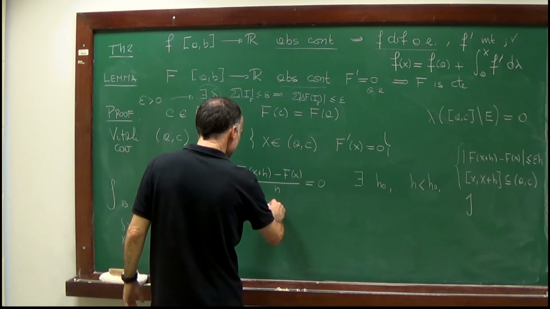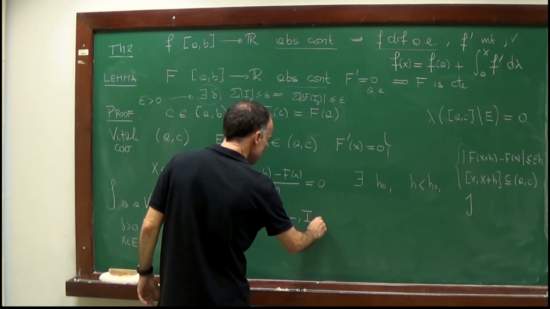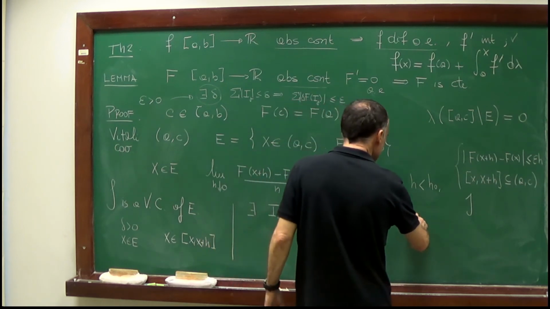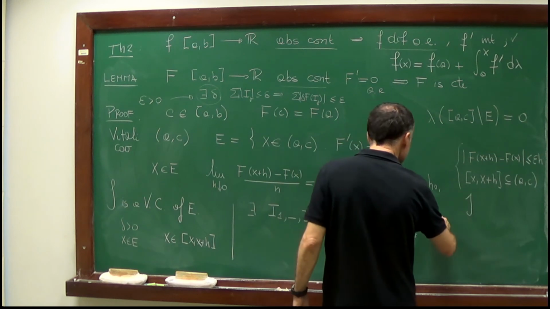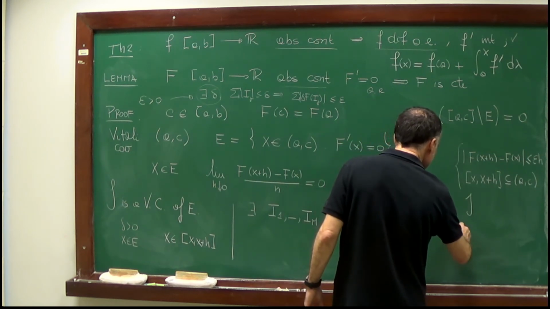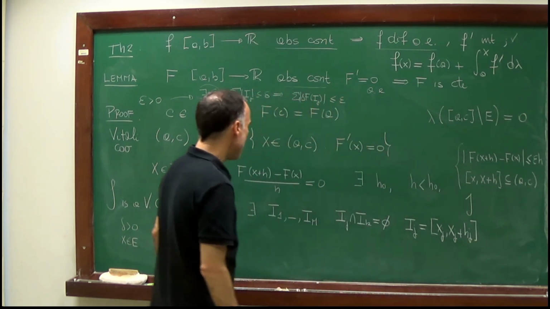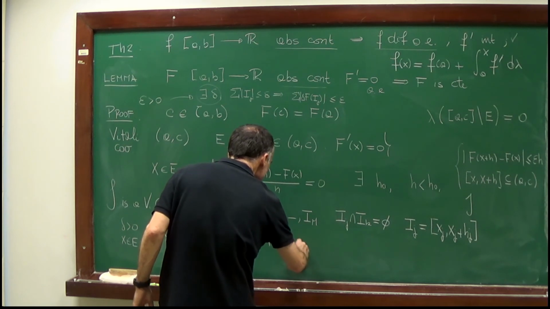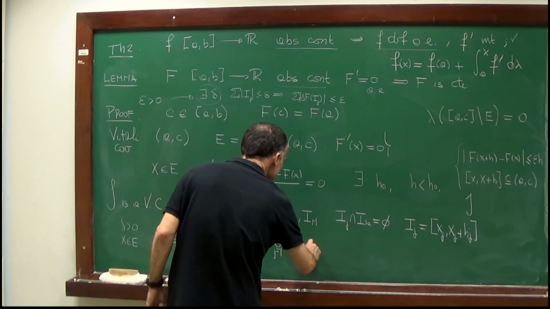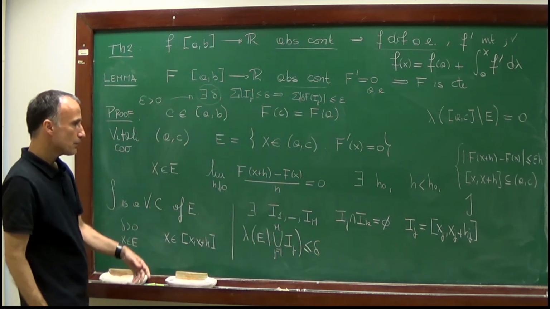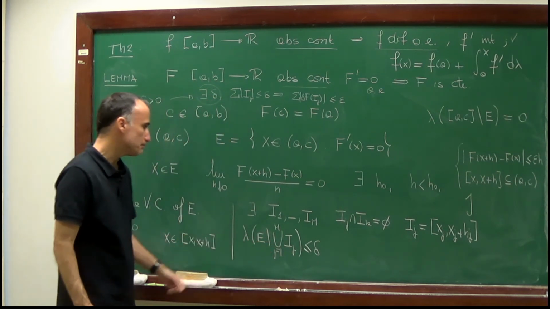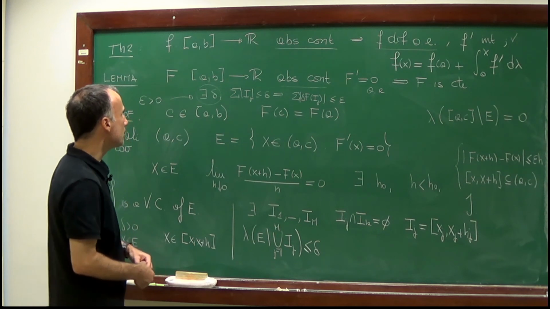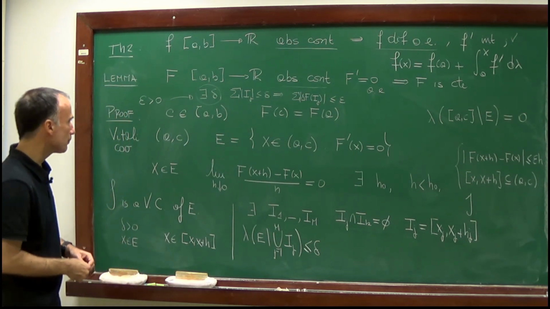So there exist I1 up to IM. These intervals are disjoint two by two. They are closed. They are of type [xj, xj plus hj]. Okay. And what I know is that the measure of E minus these intervals is bounded by delta. I know that for any delta, I can find this finite Vitali covering of my set E. Fine, this is very good, because now I can estimate the variation of my function f on the interval [a, x].